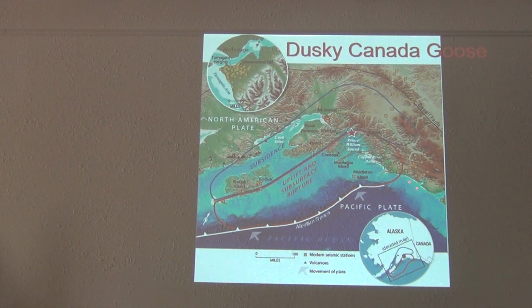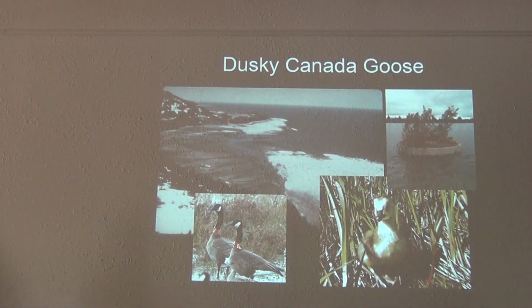So that 9.2 earthquake was dead punched right in Prince William Sound, and the dusky Canada goose population, the majority of them, nest right here in the Copper River Delta. What happened was this red zone uplifted and the blue zone subsided. And in the Copper River Delta, that actually turned into a 7-foot uplifting. And you can see the line right there.